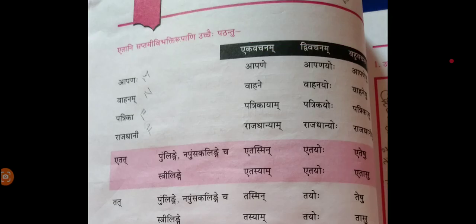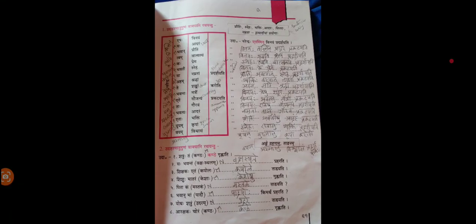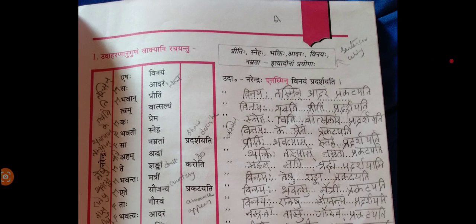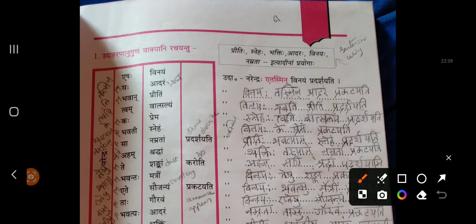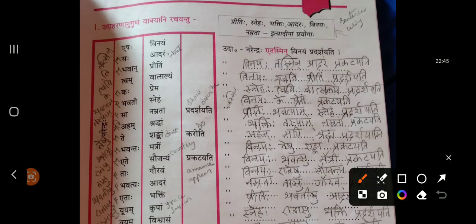So this is done. Page number 60 is done. Moving to the next page. See here. This is the exercise which they have given. In this exercise, see here, they have given 3 boxes, with multiple words. These boxes they have given, and one noun they have given.